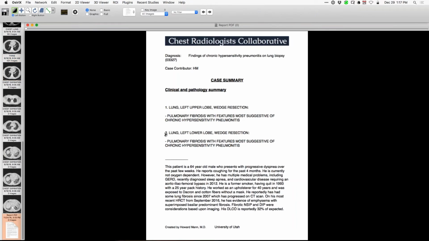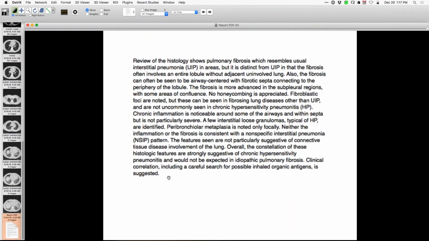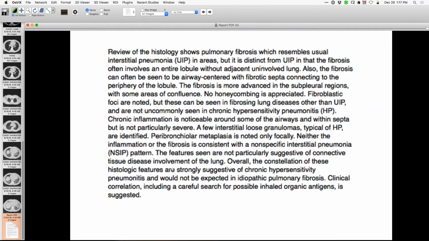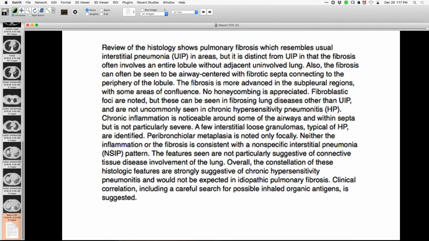Here's the path report, which I'll blow up, from the pathologist, and it really came down pretty strongly on chronic hypersensitivity pneumonitis as a pathological picture. You can read that there. In terms of correlating the imaging with the path, I think it fits quite nicely. And I'm quite comfortable with the suggestion that this is not UIP but chronic HP, even though, as we know, oftentimes you can't find the antigen.